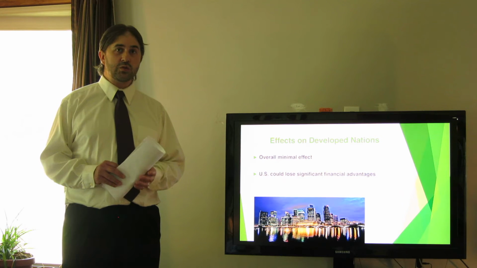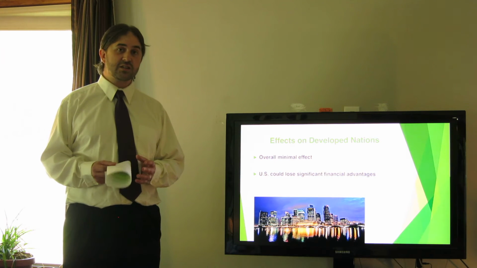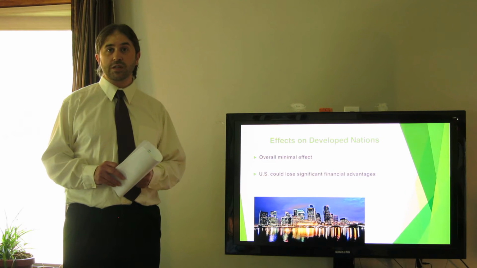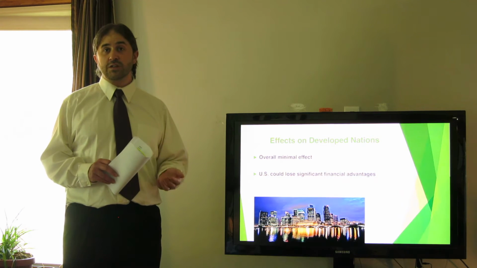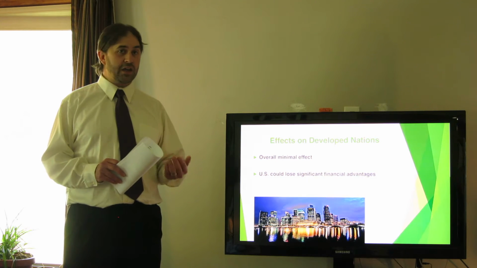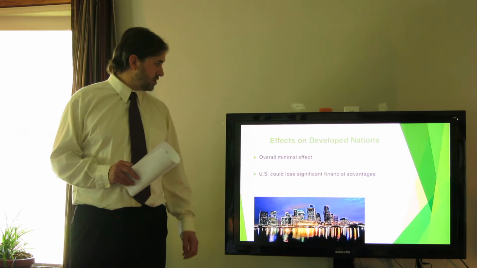After World War II, the United States gained a huge economic advantage by becoming the world's reserve currency. In fact, 60% of all international trade happens within the US dollar. This gives the United States a large economic advantage over the rest of the world. By issuing a single global currency, they could stand to lose this advantage.